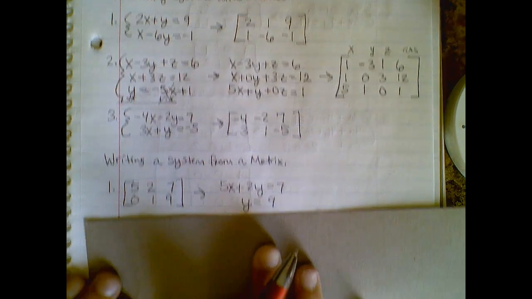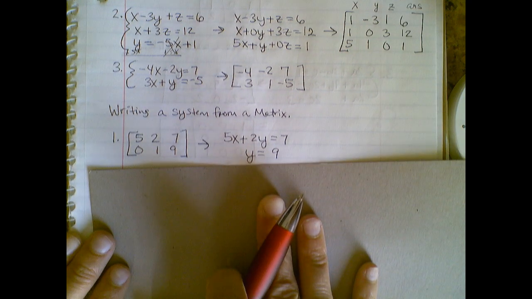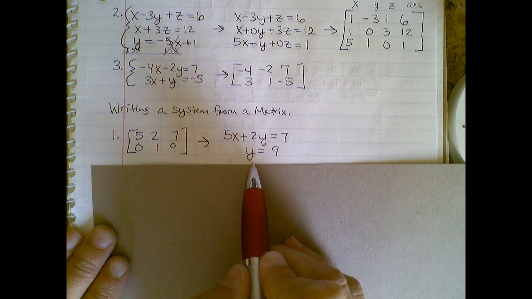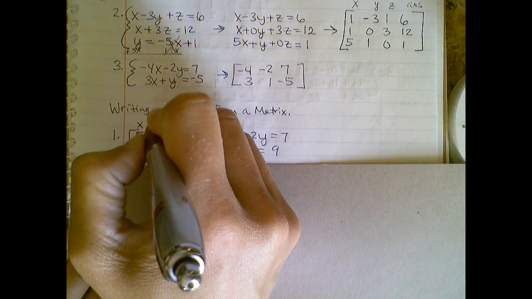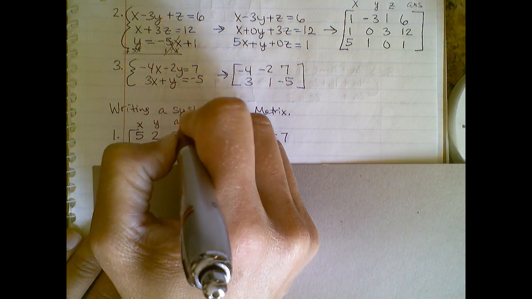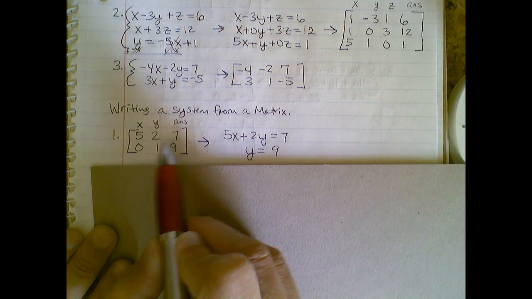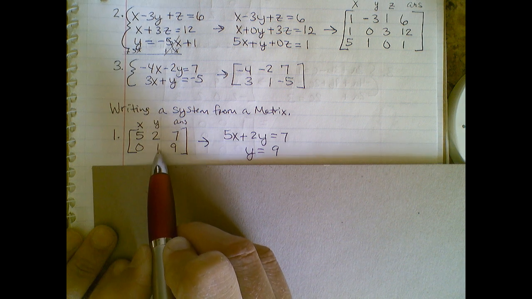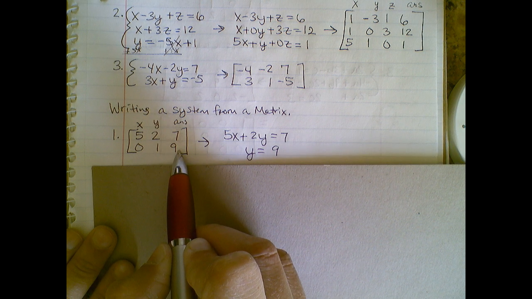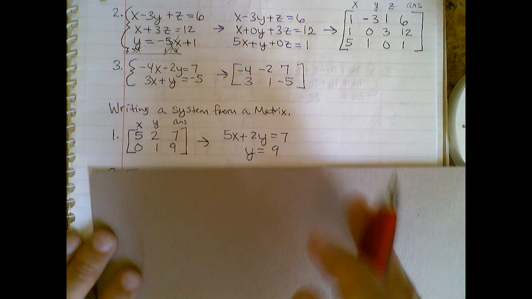Now from here, let's go in reverse order. If I give you the matrix and I ask for the equations, remember that it goes your x column, your y column, and then your answer column. So this would be just 5x plus 2y equals 7, or 0x plus 1y equals 9. We don't need 0x plus y, so it'd just be y equals 9.